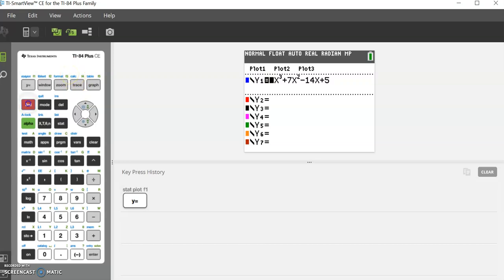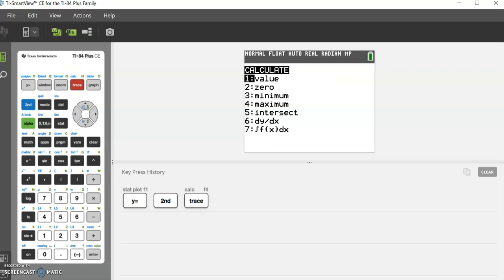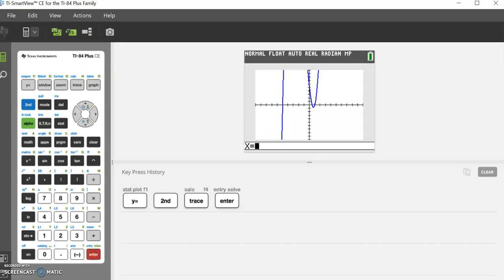If you notice up here, right above where the trace button is, this blue calc button. If I hit second calc, the very first option here is value. If I hit enter there, notice at the bottom that this x equals is blinking. I can put any number I want in for x, and it will spit back what my answer for y is. So I already did 1 by hand, but if I just say x equals 1, enter, boom, it tells me that y equals 0.